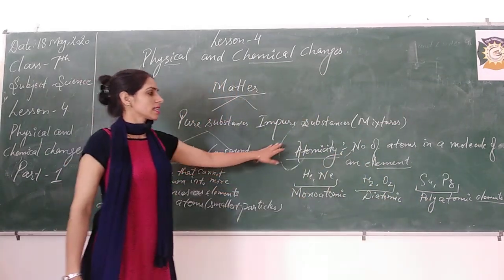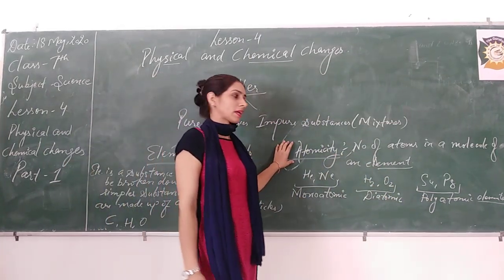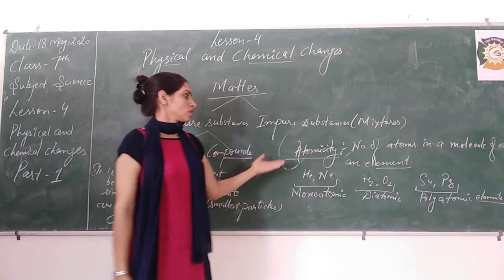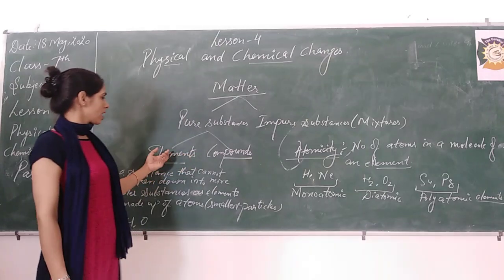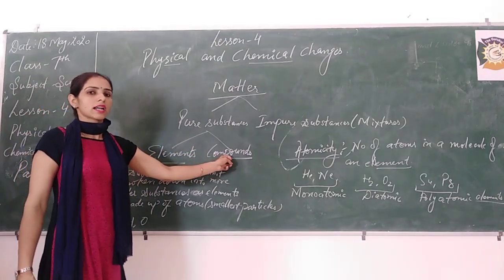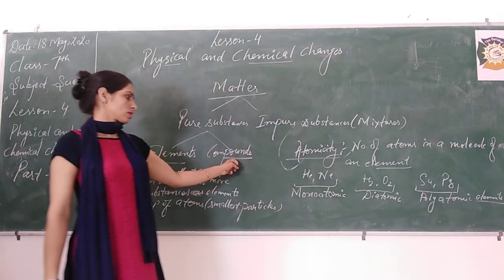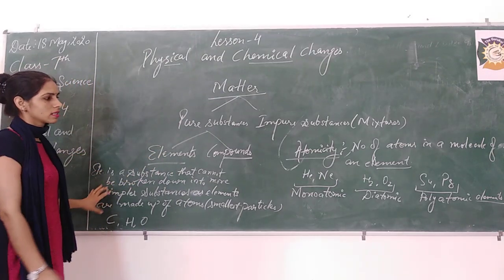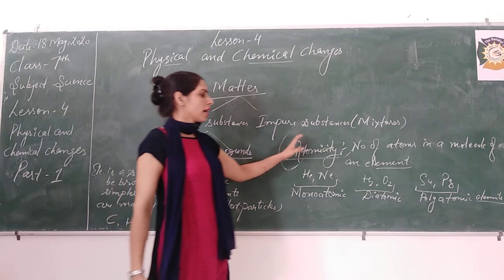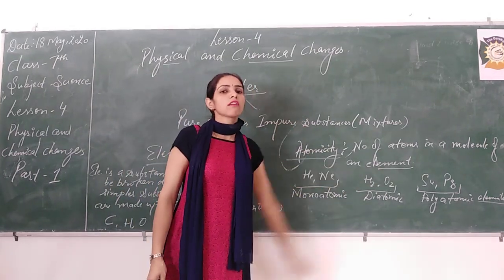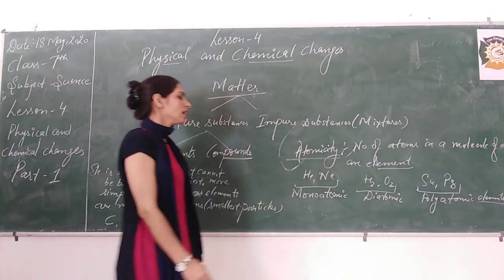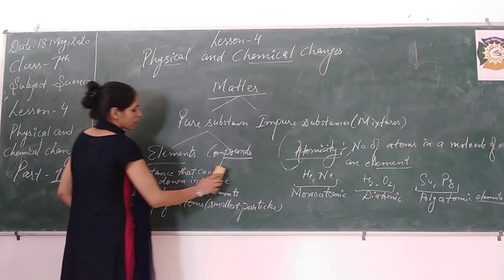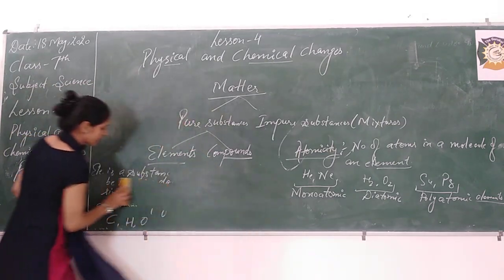Right? So this topic is related to the atomicity, meaning the number of atoms in a molecule of an element. So now let's discuss further about compounds. Our next topic will be compounds. Here I have explained what elements are, what atomicity is, and the different kinds of atomicity in our syllabus. Next we will talk about compounds, right?